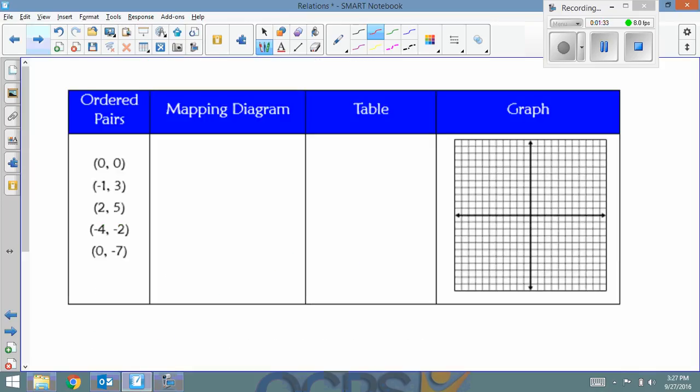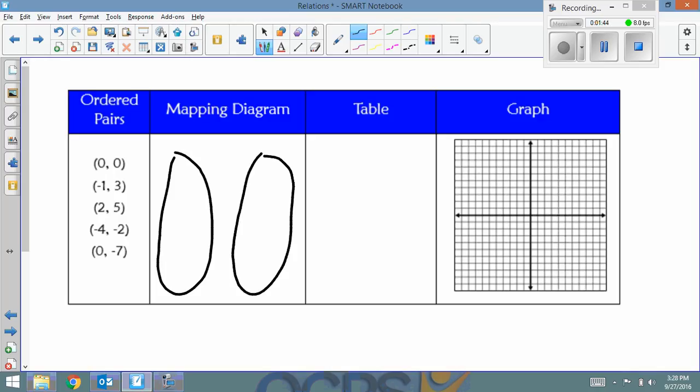So let's do an example. It says we're going to draw a mapping diagram. When we draw a mapping diagram, we're going to do two ovals like this. The left oval is going to be your x. The right oval is going to be your y. And what you do is you order your x's. You just write in order what your x's are. So 0, -1, 2, -4.